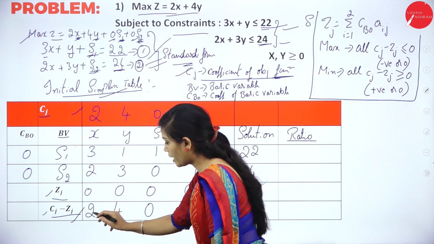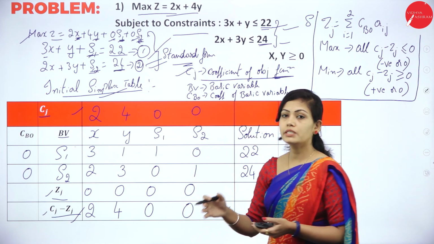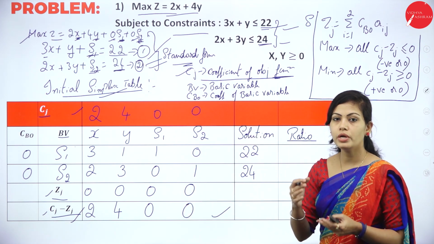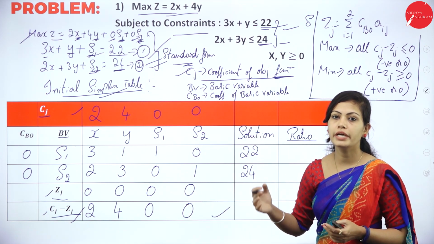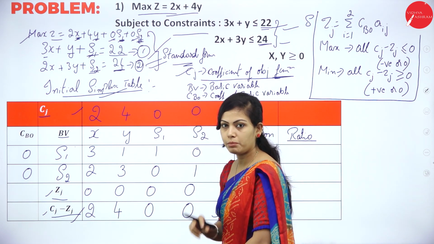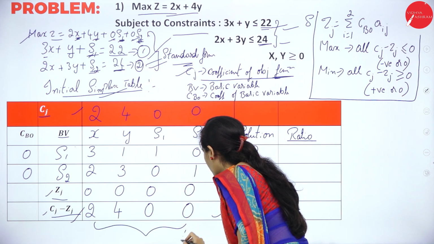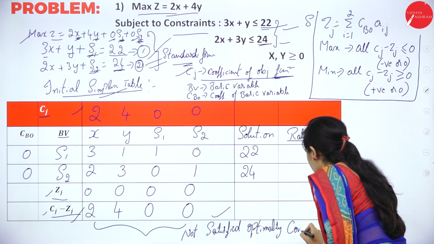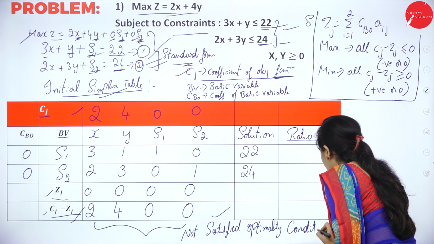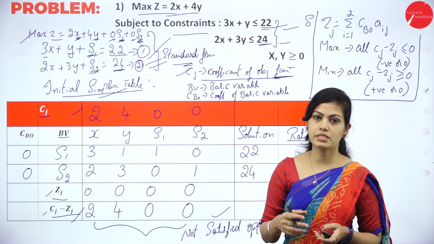But here I have positive values. So you have to convert these into negative values. Till then you need to continue the iterations. So these values are not satisfying the optimality condition. If it is not satisfying the optimality condition, you have to proceed to the next iteration.